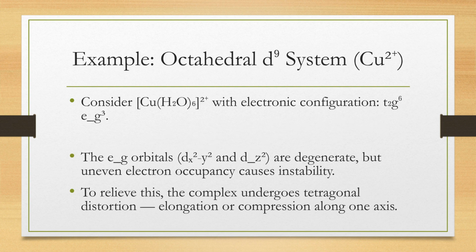Let's consider an example: the octahedral d9 system of Cu2+, specifically [Cu(H2O)6]2+. Its electronic configuration is t2g^6 eg^3. The eg orbitals are degenerate, but their uneven electron occupancy leads to instability. To relieve this, the complex undergoes tetragonal distortion, either elongation or compression along one axis.